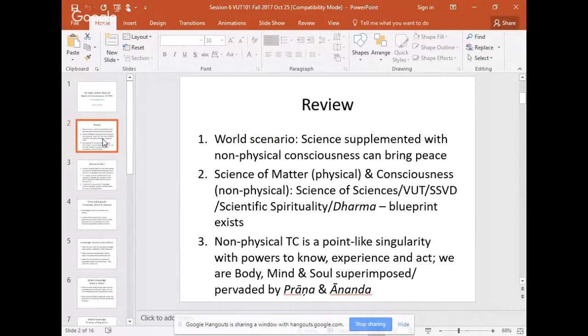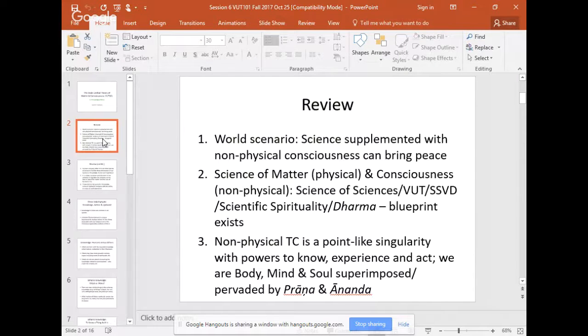Session number 3 examined the question, who am I as a human being, my total being as I exist in this world. And there we noticed our non physical tiny consciousness is a point like singularity, and that non physical consciousness has 3 extraordinary powers: to know, to experience, and to act. And to be able to do so, it requires the instruments of body and mind. So we are a composite of body, mind, and soul, as a common man says. Later in the sessions we have seen it is not the total description of me as body, mind, and soul, though a common man says like that.